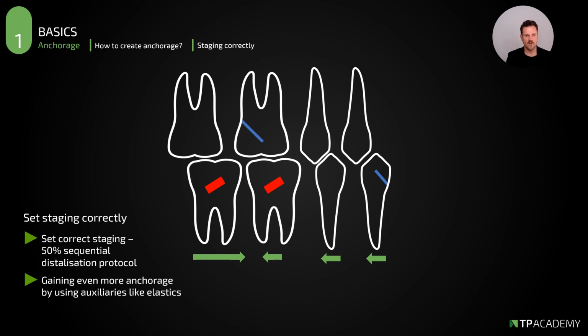Gaining even more anchorage by using elastics. Why? Because we know every movement has a side effect. Even if I'm doing the distalization completely sequential, I'm only starting with the 7, I have some reciprocal side effects. I need to be careful, and that's the reason why it helps a lot if we use auxiliaries, if we use elastics, not only for distalization, also for crossbite correction, also for different types of movement.